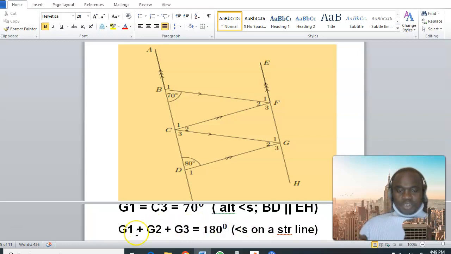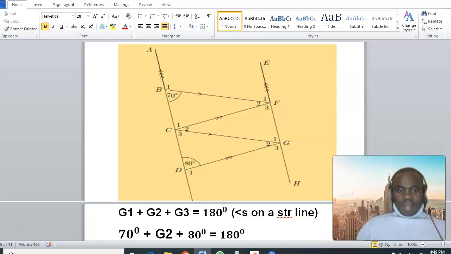Then G1 plus G2 plus G3 should be equal to 180. That is angles on a straight line. So G1 is 70 degrees plus G2 plus G3, which we've already calculated to be 80. G3 is equal to 80 because this one alternates. So this is 80 and it should be equal to 180.